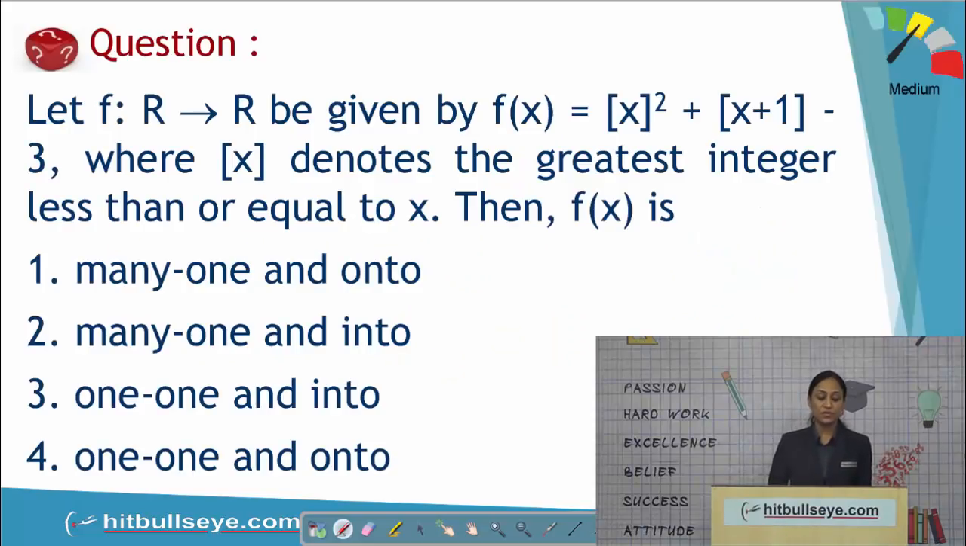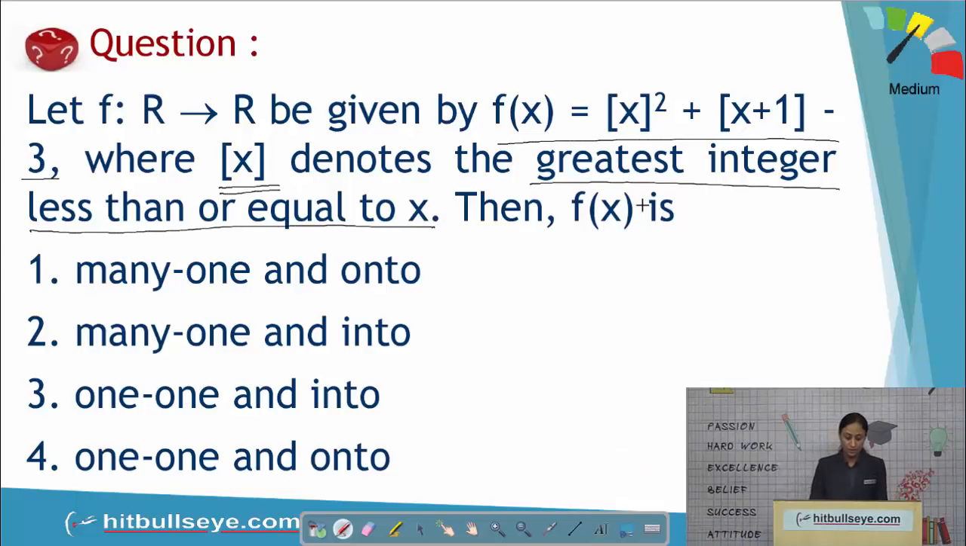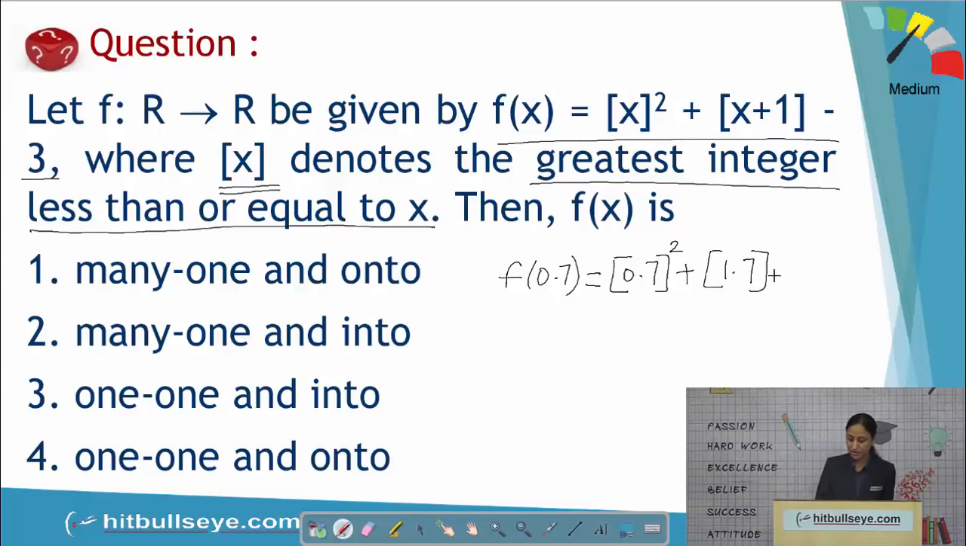Now, in this question, we are given that f is a function from real numbers to real numbers, and this is how the function is defined. I hope you know this symbol. This is basically the greatest integer less than or equal to x. Then we have to find out which category this function belongs to. Now to see this, let us take f of 0.7. So the way f of x has been defined, it will be greatest integer of 0.7 square plus greatest integer of 1.7 minus 3, which will be 0 plus 1 minus 3.